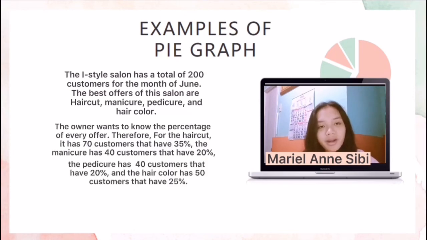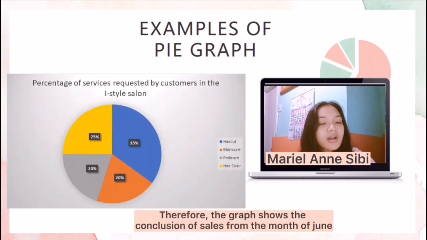Therefore, for the haircut, it has 75 customers that have 38%. For the manicure, it has 40 customers that have 20%. For the pedicure, it has 40 customers that have 20%. And for the hair color, it has customers that have 23%. Therefore, the graph shows the conclusion of the sales for the month of June.